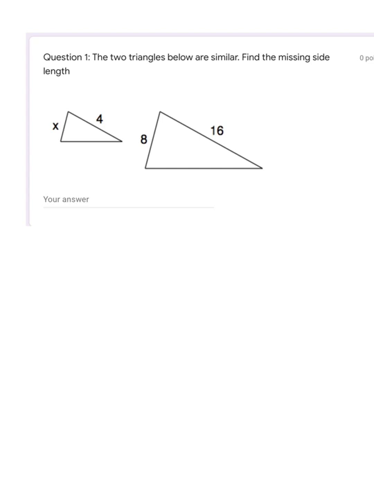So question 1 in the Google form is going to read, the two triangles below are similar. Find the missing side length. So in this case, we want to find the missing side length, and we're looking to solve for x.